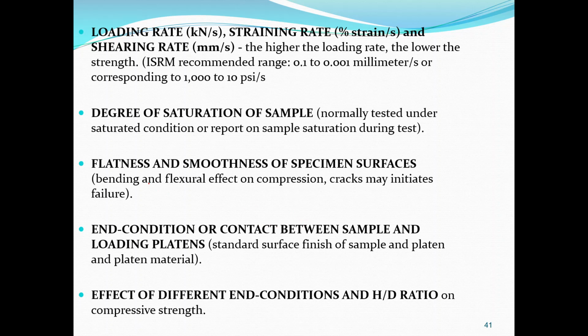Now we move to a few aspects that we need to consider when we do this strength test. First consideration is the loading rate, or strain rate. The higher the loading rate, the lower the strength. This is very important. It means that if you test the same material at a fast rate compared to a slow rate of loading, it will give you different strength. So it's recommended, ISRM recommends between 0.1 and 0.001 millimeter per second.